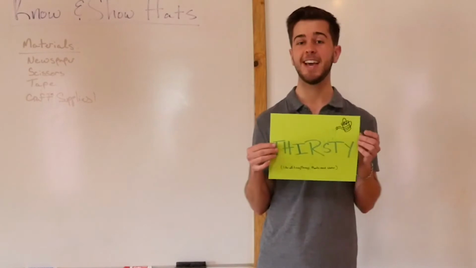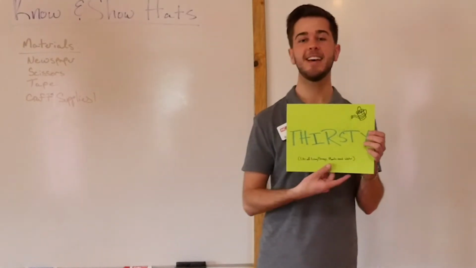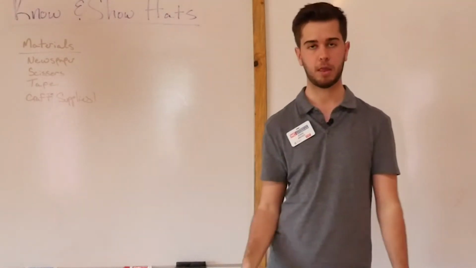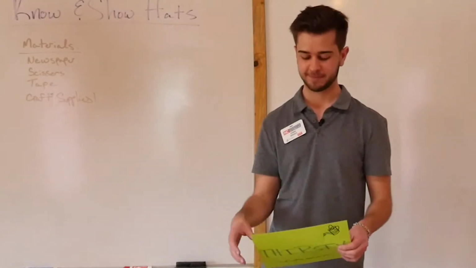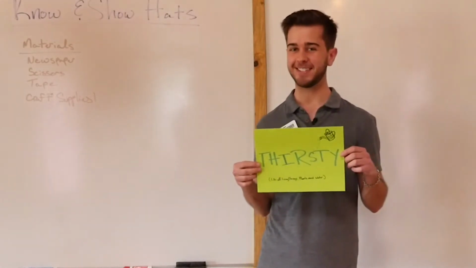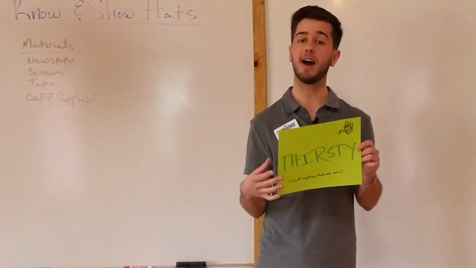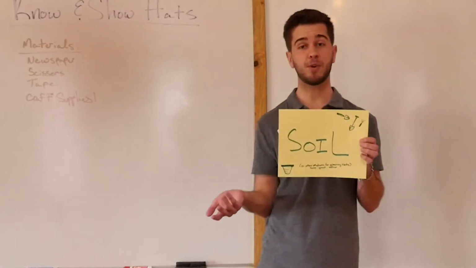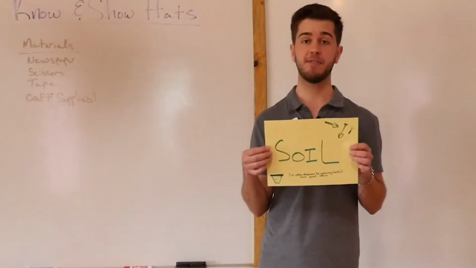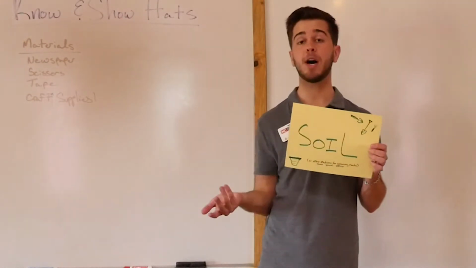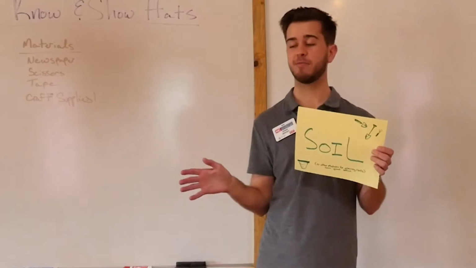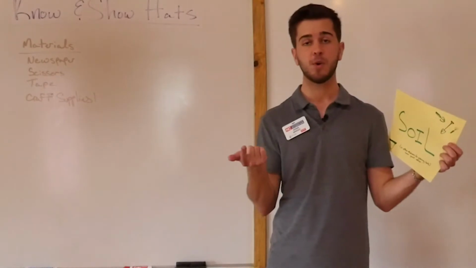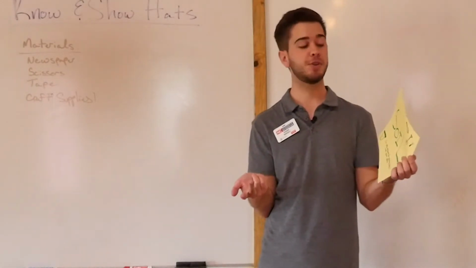T stands for thirsty. Everyone needs water, right? So do plants. Plants need water just like you and I. And then lastly, S is for soil. Most plants need soil to live. That's where their roots grow. But some other plants can grow in a different array of mediums like gravel or sand. And then there are some water plants too that don't need soil at all.